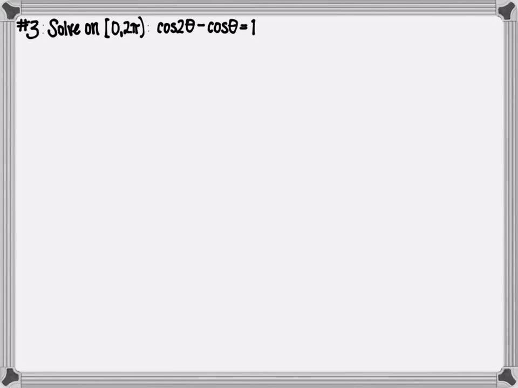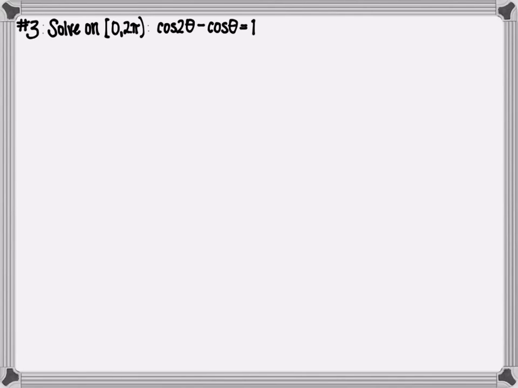Okay guys, so this is the video for the first page of our section 5.5 worksheet. It's number 3 in part 1, and I have the problem here. We want to solve this equation on the interval from 0 to 2 pi, and we have cosine 2 theta minus cosine theta equals 1.